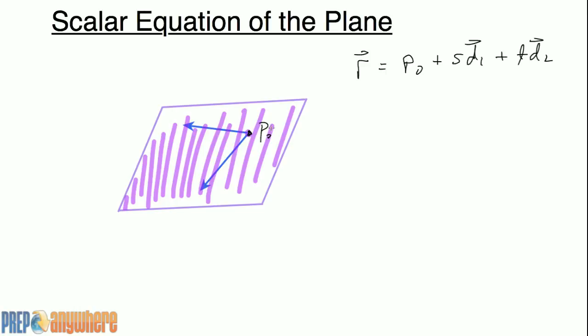Now think of it this way. Okay, there is a point. What I'm going to do now is get a vector that's perpendicular to both of these vectors that I have. We call this the normal vector.